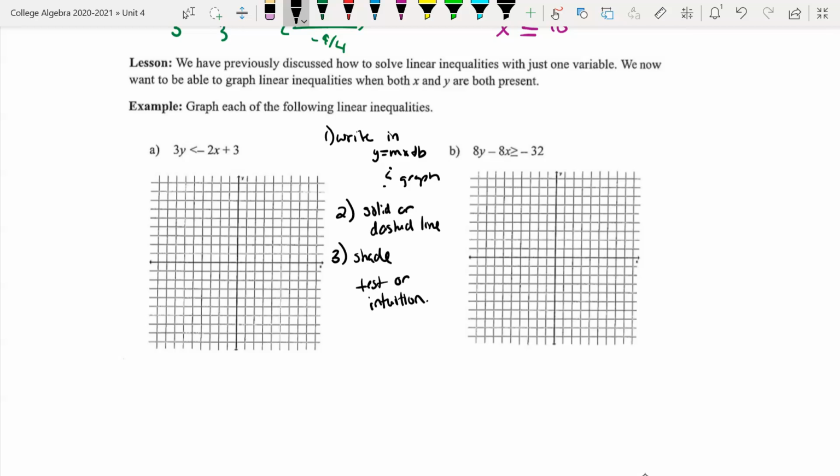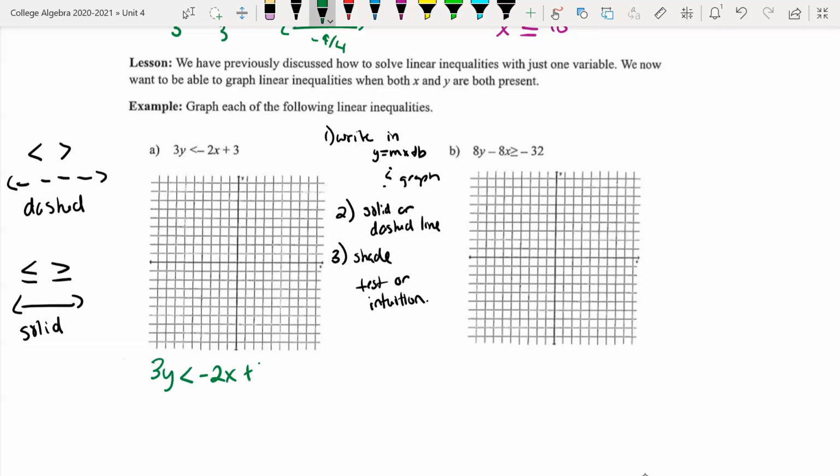The other thing is solid or dashed lines. If it's less than or greater than, you know how it's an open circle? That means a dashed line whenever you graph it. If it is less than or equal to, or greater than or equal to, that's a solid line, just like a solid closed circle. So this first one, what I tried to show is if I rewrite it: 3y less than negative 2x plus 3.